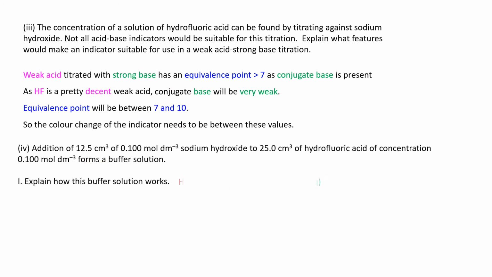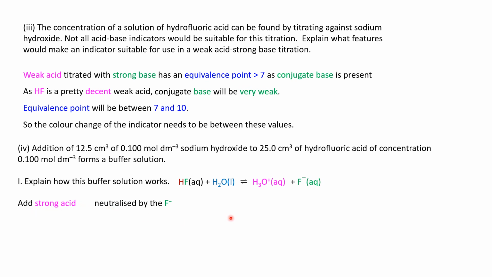Here we are talking about buffer solution again. You're going to have HF plus water, H3O+ plus F-. As we start titrating the hydrofluoric acid, every bit of the HF that gets neutralized by the hydroxide gets turned into F-. So you very quickly get a buffer solution that has got HF and F-.